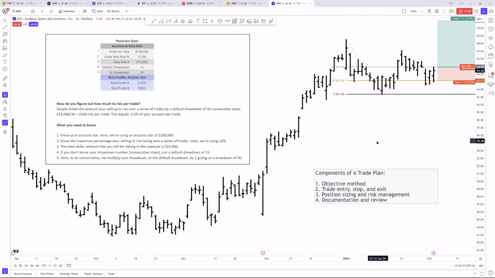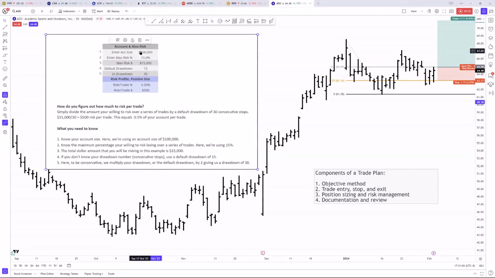My basic calculation is based on taking your actual drawdown and then doubling it. Last year I had a drawdown of 15 stops in a row. I came out the year pretty good, but this helps me to position size. So here's what we do. It's pretty simple: you simply divide the amount you're willing to risk by 30. That's going to give you risk per trade. Now let's break it down. If you're like me, numbers make you go fuzzy and blank out. But we're going to make this as simple as possible. We're going to have to learn some of this.